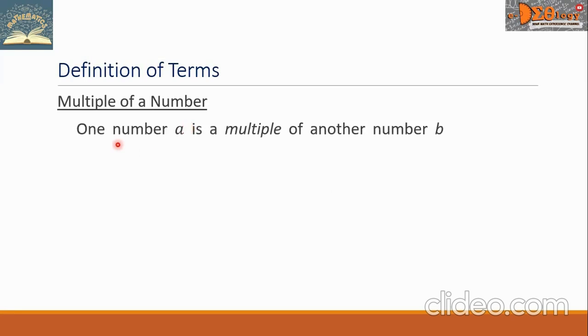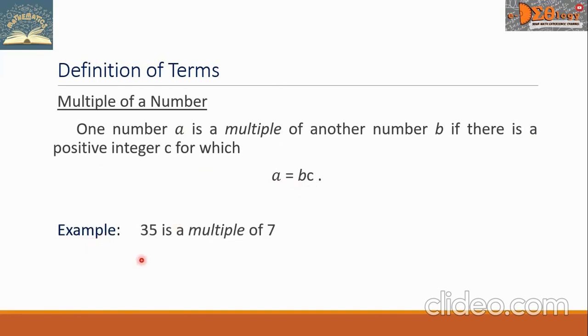Let us begin by defining some terms. The first is multiple of a number. One number A is a multiple of another number B if there is a positive integer C for which A equals B times C. Example, 35 is a multiple of 7 because 35 equals 7 times 5.